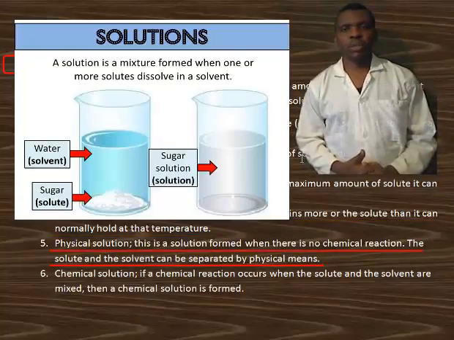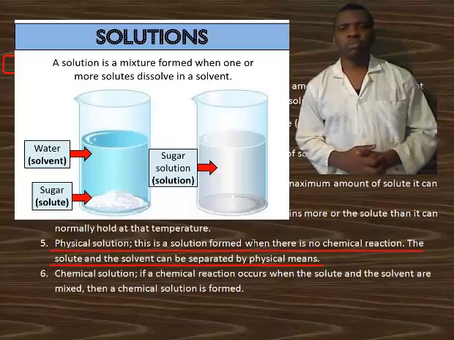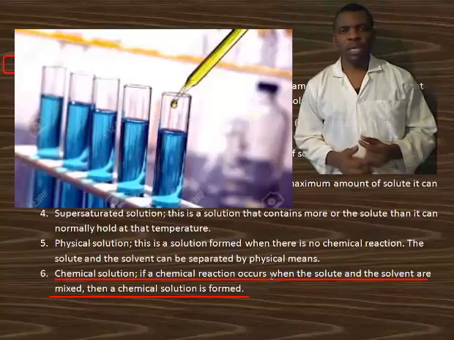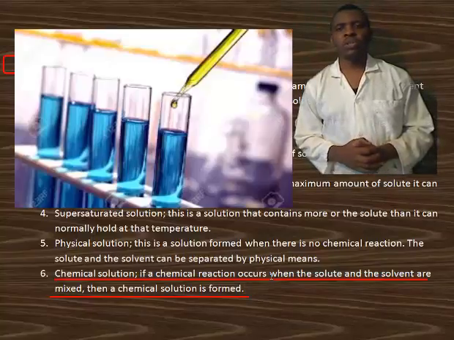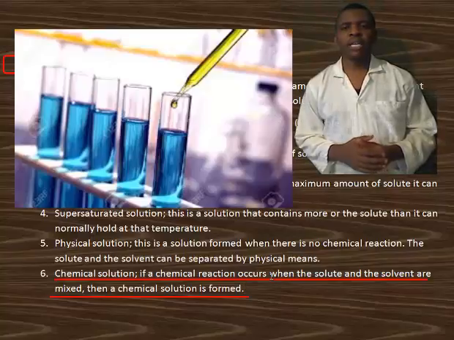Physical solution. This is a solution formed when there is no chemical reaction. The solute and the solvent can be separated by physical means. Chemical solution. If a chemical reaction occurs when the solute and the solvent are mixed, then a chemical solution is formed.